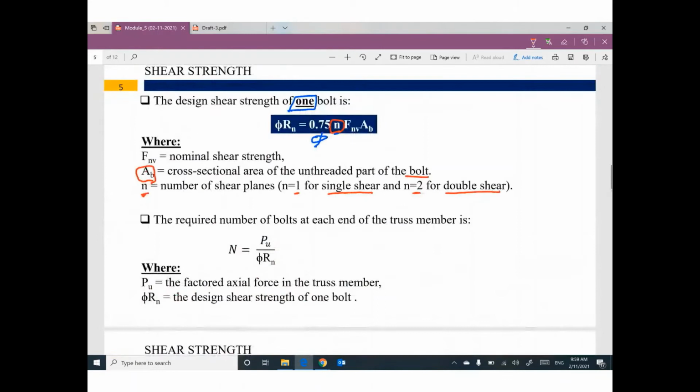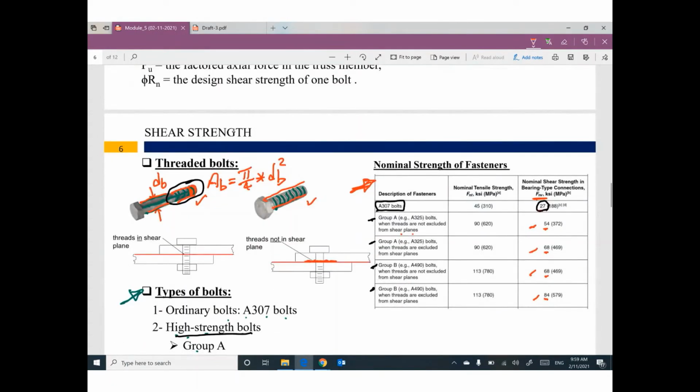So guys, for the bolt area, I have to assume a diameter to be used. Then I can figure out the area of the cross section. For FNV, I can use this table to figure out the value based on what type of bolts you are using. Before starting to design, you have to decide which type of bolts you are going to use. Most of the time, we use the ordinary bolts. Very cheap, very simple, common, and used in the design of trusses.